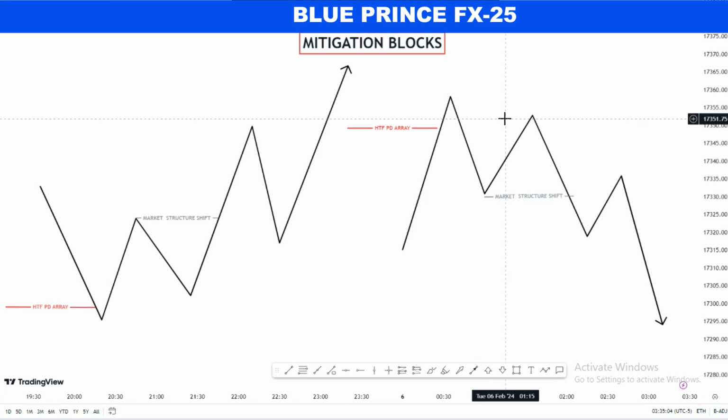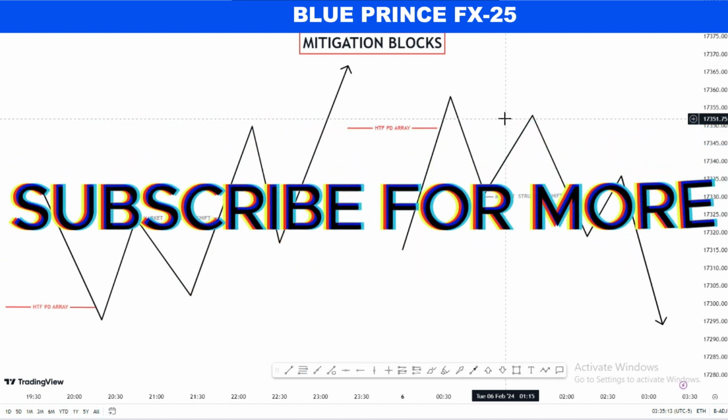Hi guys, today we will look at mitigation blocks. Just like always, we will look at the theory part first, then hop into the chart and look at a few market examples. Now, to begin with, what is a mitigation block?